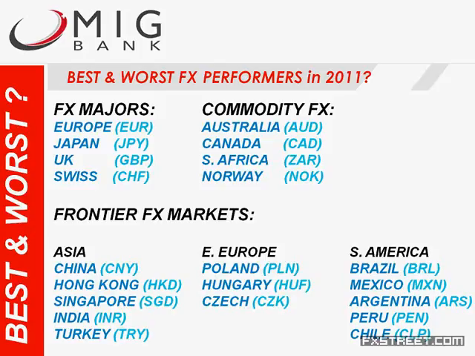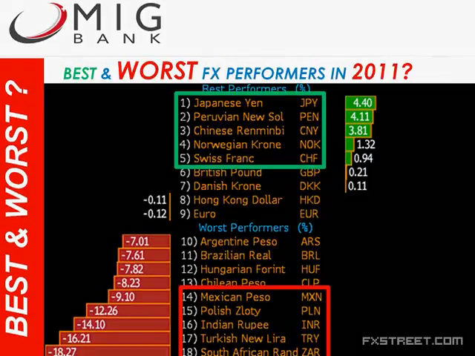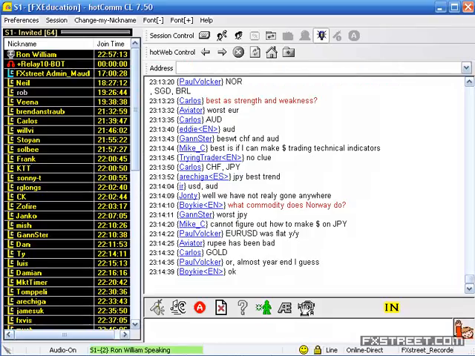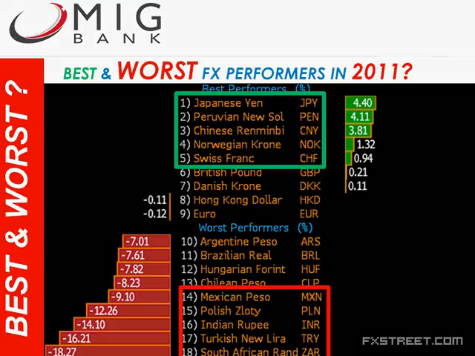Now, to answer the question, which currencies have been the best and worst FX performers in 2011? The answers are on your screen as we speak. So, the top 5 in terms of percentage performance year to date: Japanese yen, Peruvian sol, Chinese renminbi, Norwegian krona, Swiss franc. These are the best performing currencies this year to date. The worst performing currencies year to date: Mexican peso, Polish zloty, Indian rupee, Turkish lira, and South African rand.